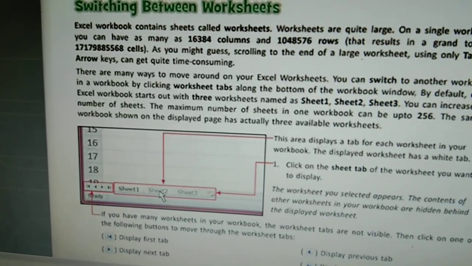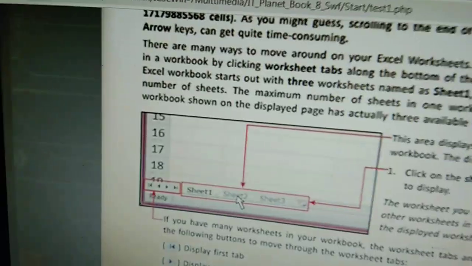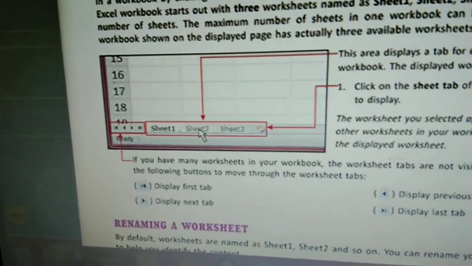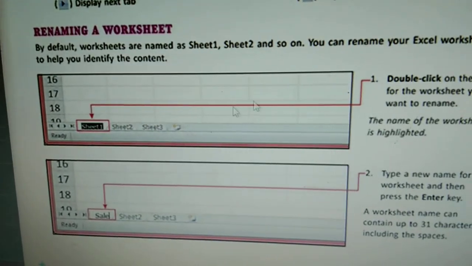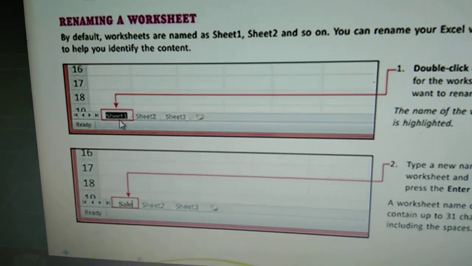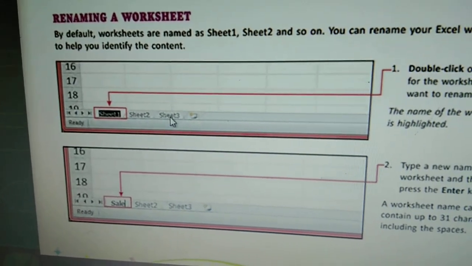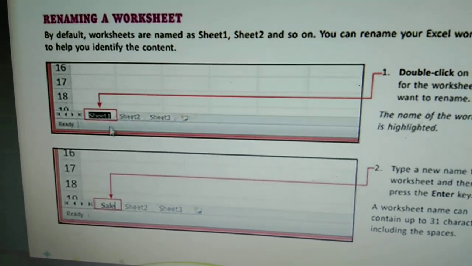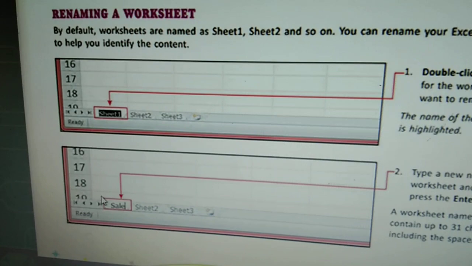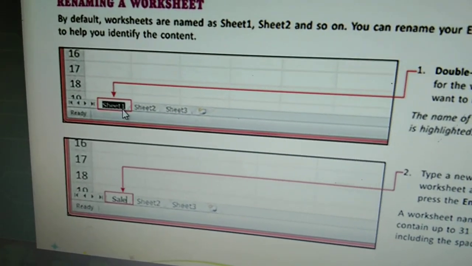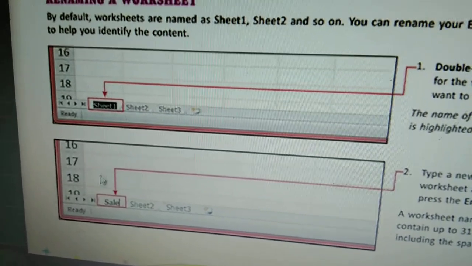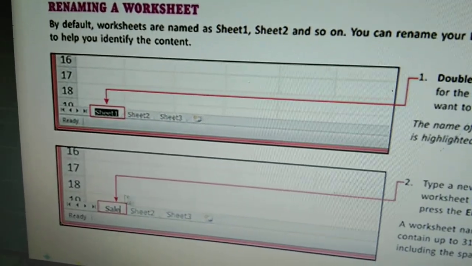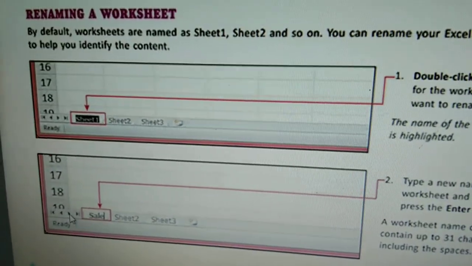So the next topic is renaming the worksheet. I just showed you that if the default names are sheet number 1, sheet number 2, sheet 3, and you want to change the name, right click on the sheet name, or double click on the sheet name, and you can type your own name. This is how you can rename the worksheet.